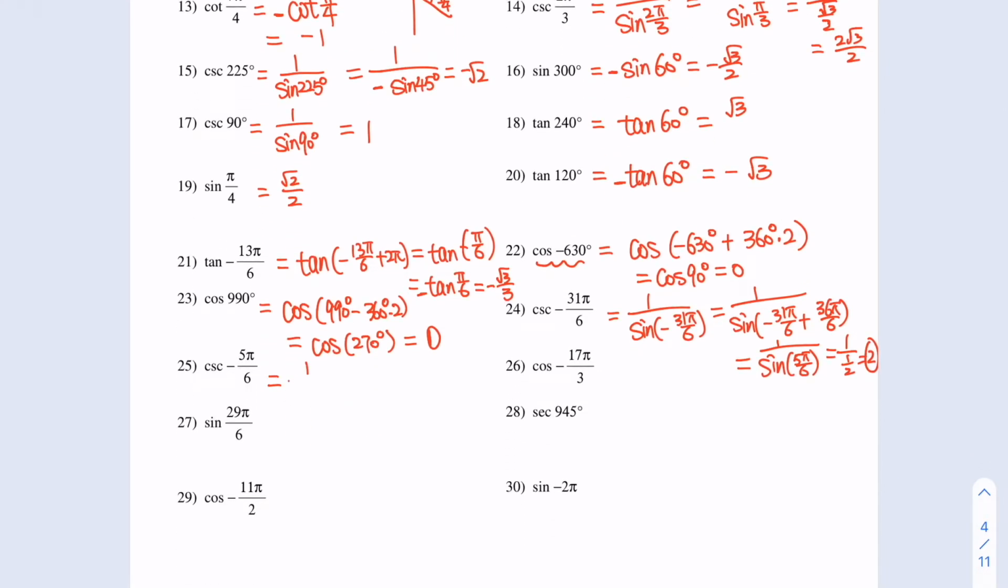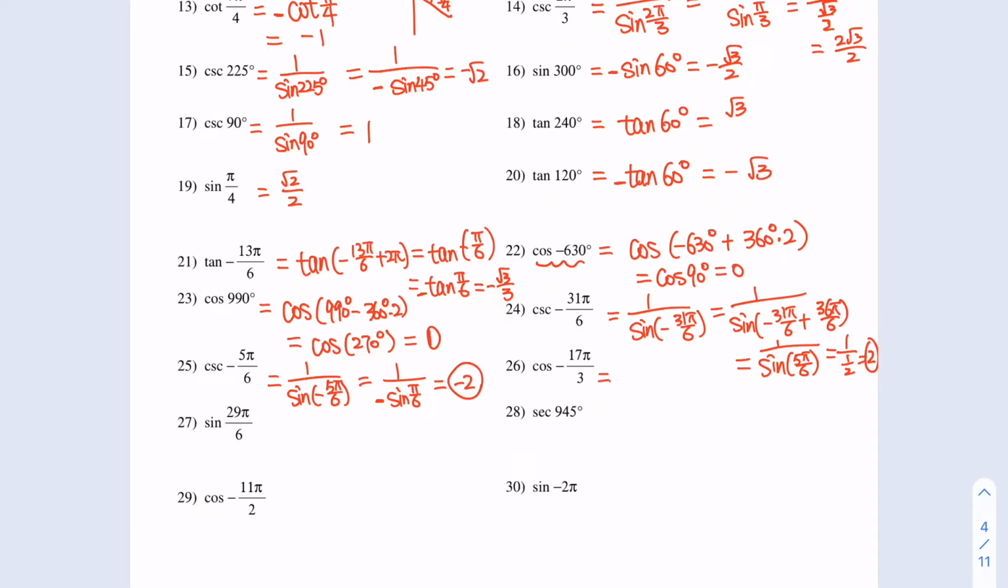Cosecant negative, 1 over sine negative 5 pi over 6. You don't have to add, because we know negative 5 pi over 6 is in the third quadrant. Reference angle pi over 6. All students take calculus, so it's negative. So negative 1/2, so it's negative 2. You can solve it different ways. You can, of course, add the period and make it positive.